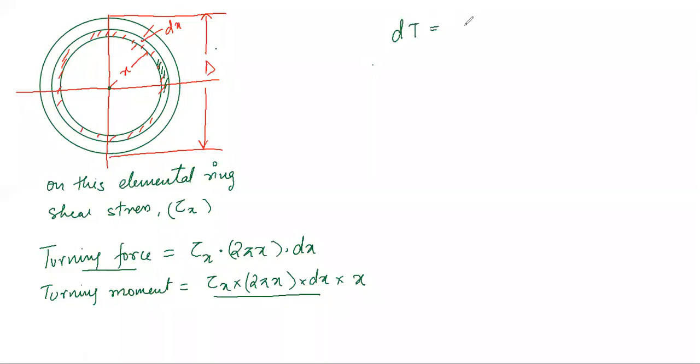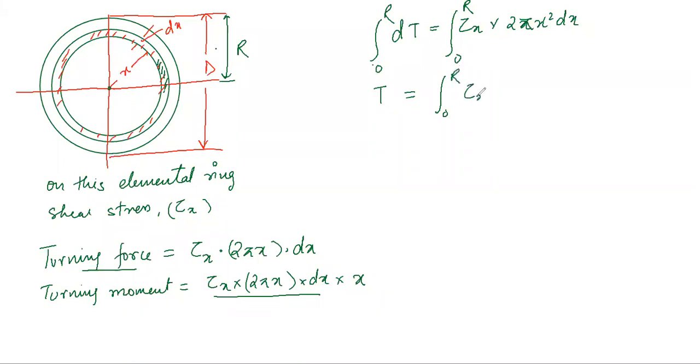That is dT is equal to tau x 2 pi x square dx, right? So this is the value in the elemental ring. If you want to calculate from this point to this point, you can say 0 to r, how much turning moment is generated. That is T is the integral from 0 to r of tau x 2 pi x square dx, right? So this is the expression.